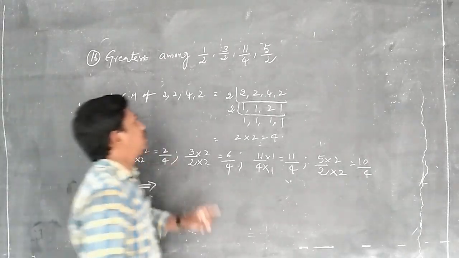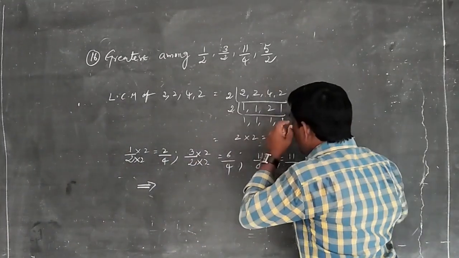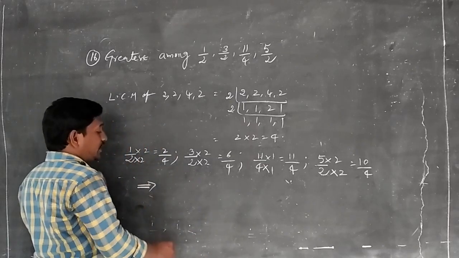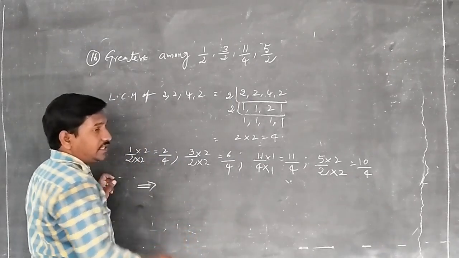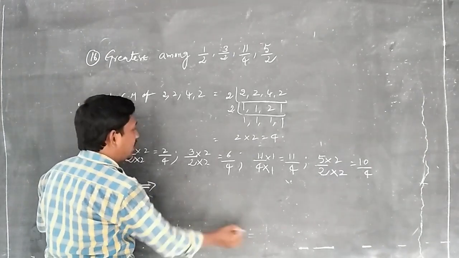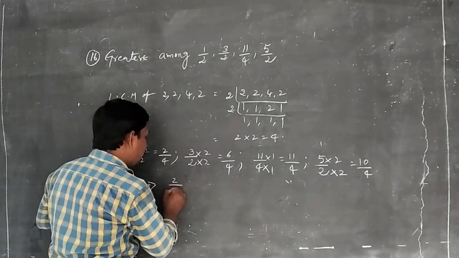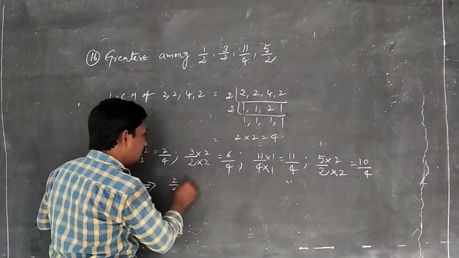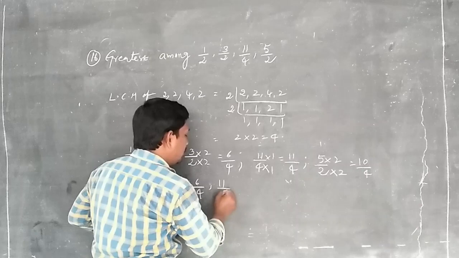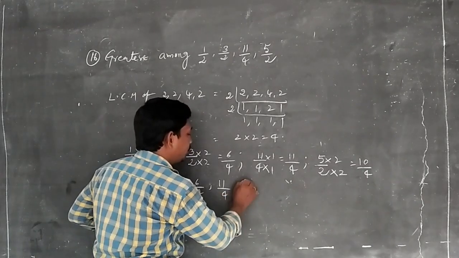Now, greatest means which fraction is greater among the fractions. Now write the descending order. Descending order means big to small. Now compare 2 by 4, 6 by 4, 11 by 4, 10 by 4.